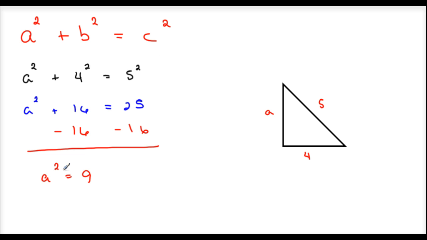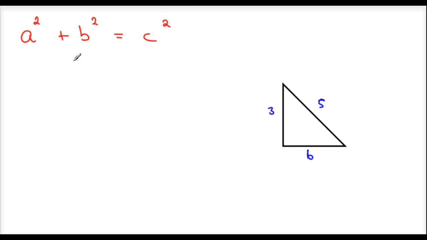I don't want a squared, I just want a. Get rid of the square by taking the square root of both sides. So here a equals 3. Alright, so depending on what you have, if you're looking for the leg, make sure you solve for the leg. If you're looking for the hypotenuse, make sure you solve for the hypotenuse. So make sure you know what you're looking for.